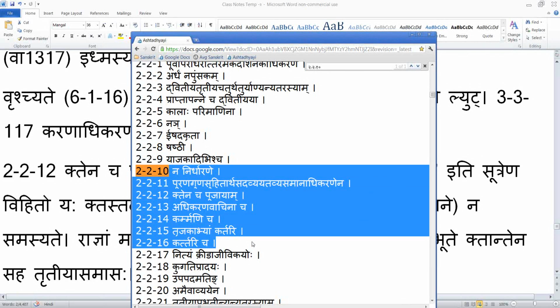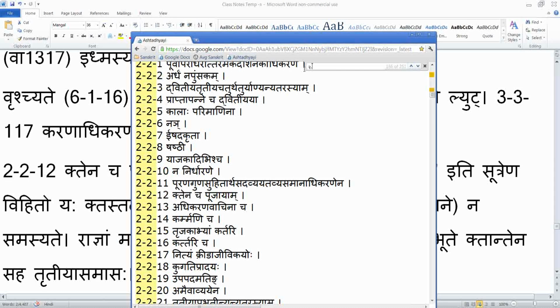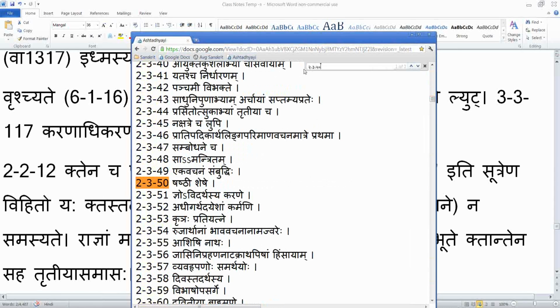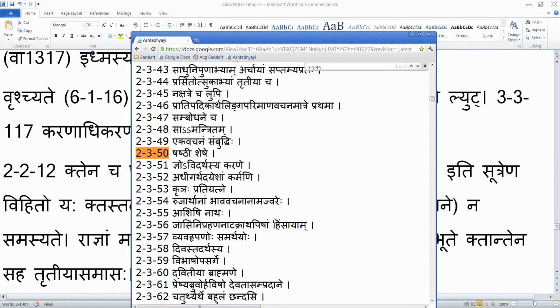Because this Sutram 2350 over here is a very broad Sutram, Shashti Sheshe. In all, it depends on the Vivaksha of the speaker. In what meaning is he expressing the Shashti? So then we can always say the speaker did not intend to express the Shashti in one of the specific meanings down over here. He wants to explain just Sambandha eva Shashti. It was Sheshe. Like it's just in some connection with that. He's not intending to express a specific kind of meaning in that Shashti.